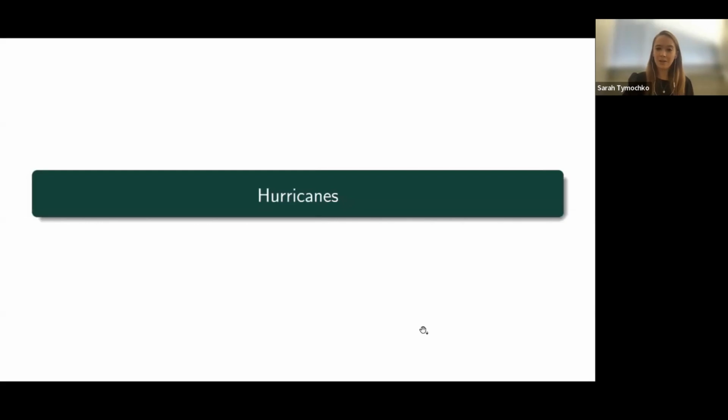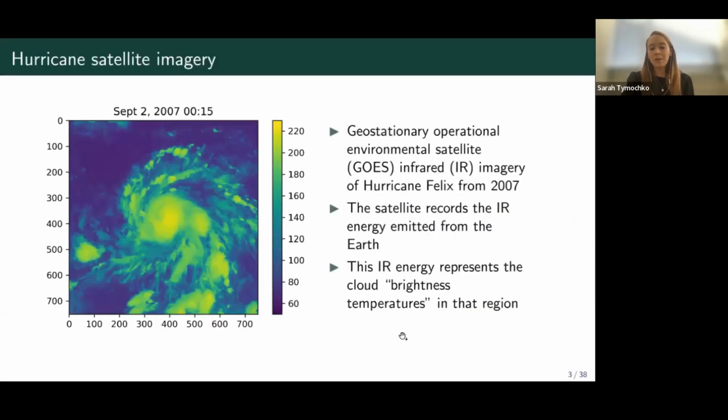So let's jump in and talk about hurricanes. This is at this point a fairly old project, but we published it in 2020. I still think it's a really cool application of where these topological tools can come into play in real world problems. We were working with atmospheric scientists who are interested in looking at geostationary operational environmental satellite infrared imagery, which is quite a mouthful. Essentially, the satellite detects the energy that's being emitted from the Earth, and it has some representation of the temperature of the clouds or of the Earth in that region.